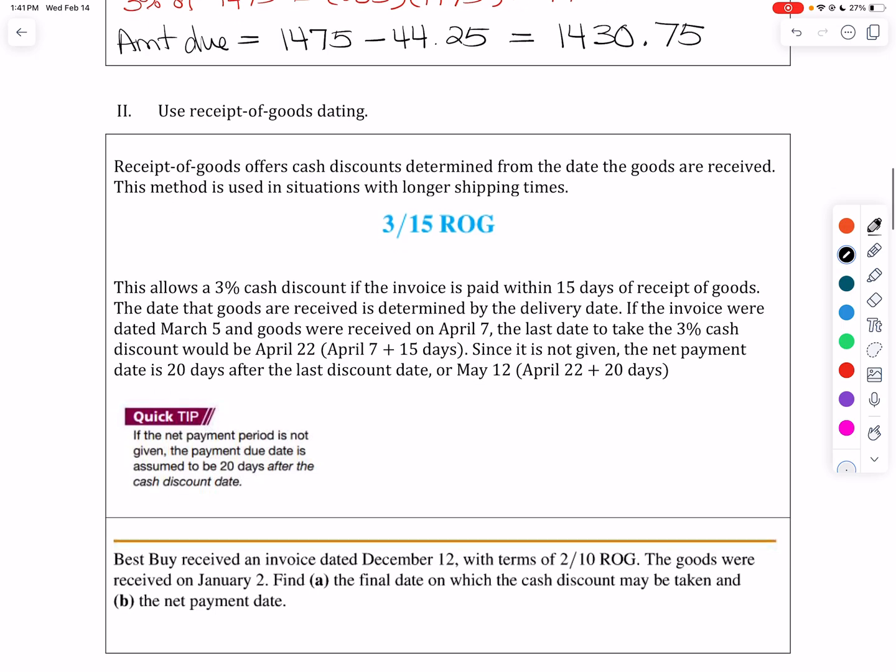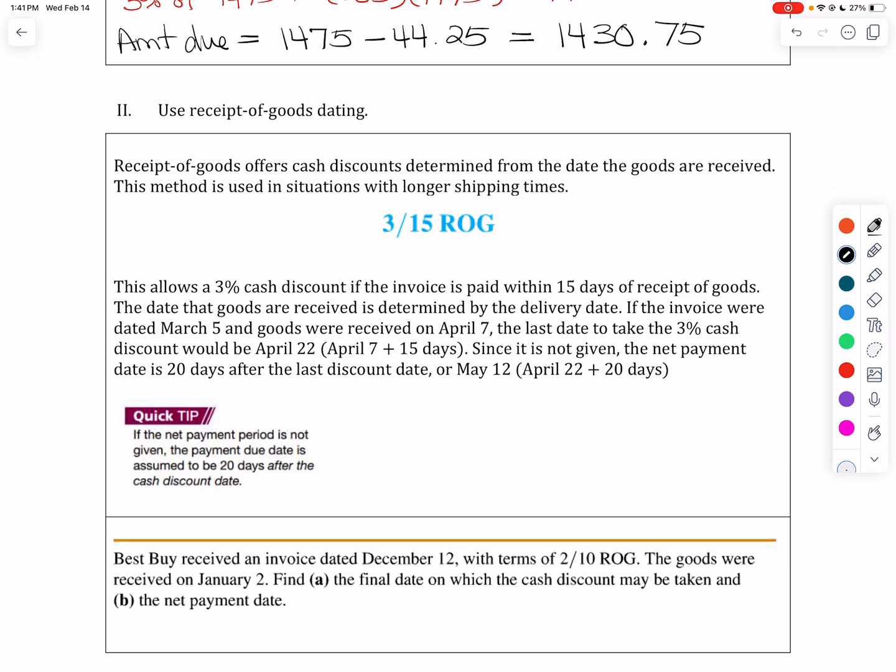Now we're going to talk about the use of receipts of goods. So now you're going to get the discount determined when the goods are received, okay? So this gives you longer, when longer shipping times are involved, this allows you to still get that discount.